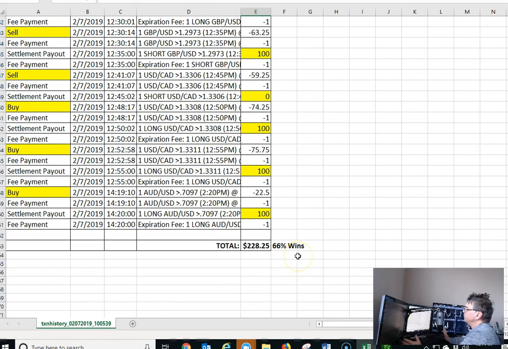Percentage of accuracy wasn't really high. I mean, 66%, still, hey, it's better than 50%, but I've made money at 44%. It's all about how you manage your size. But 66%, not a bad day overall. And that's pretty much it.